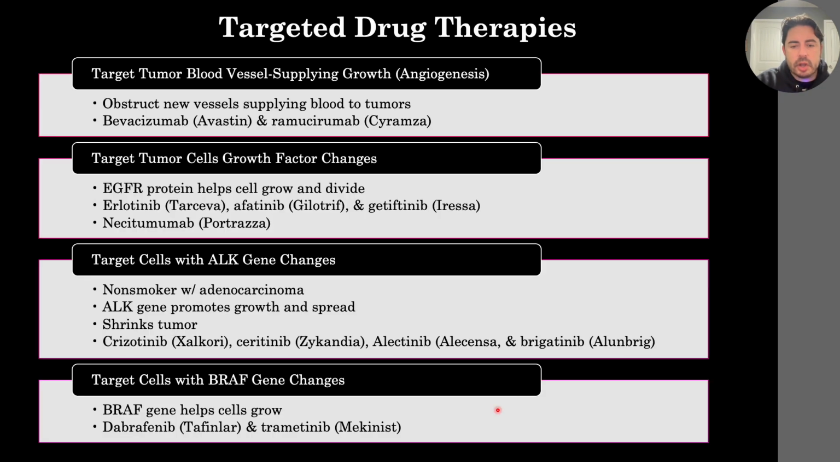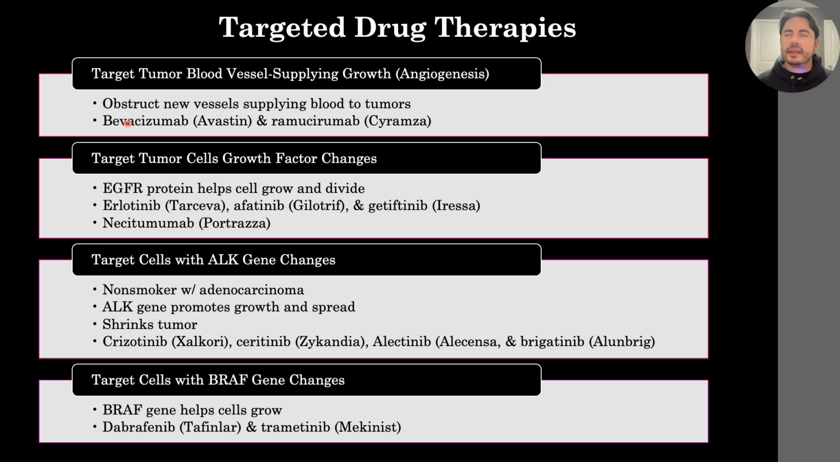Then we have what's called drug-targeted therapies, and these are different therapies that we use for lung cancer. So when we look at this, we have one, two, three, four different types of targeted drug therapies, and what these do is they are designed to obliterate or eliminate the blood supply to the tumors. That's essentially what they're designed to do. They're designed to shrink and starve out those tumors.